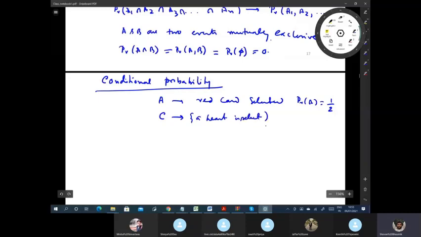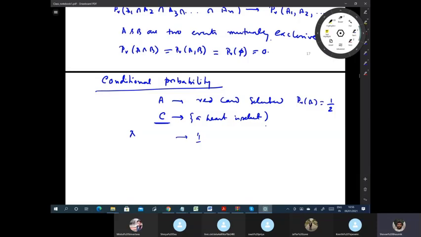Now I am saying, what will be the probability given that the event C has already occurred? That means the heart is selected, then what is the probability? Then the probability will come as unity, because it is already red. Is that clear to everybody? Okay.